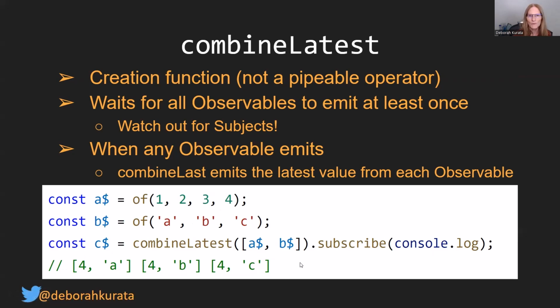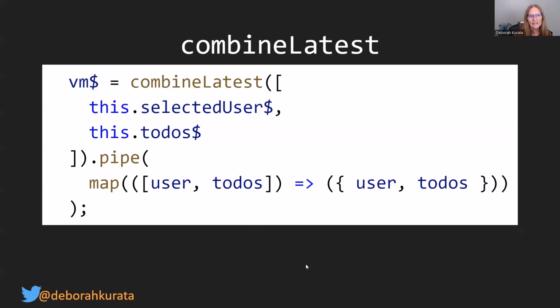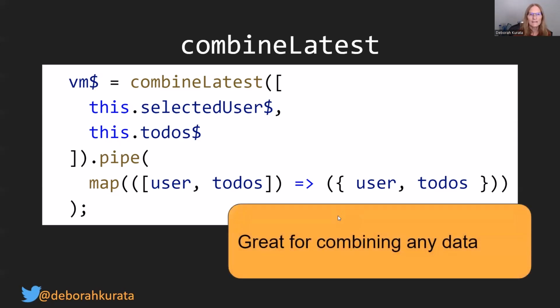And that's what we end up with. Combine latest is really great when you need to combine anything and you want each thing individually. So you'll use it often if you want to join all of your observables so that you only have to create one async pipe in your user interface. So here I'm combining all of the observables I want to use on a particular component's template into one observable, so I only need one async pipe, and combine latest is great for that usage. So great for combining any data.